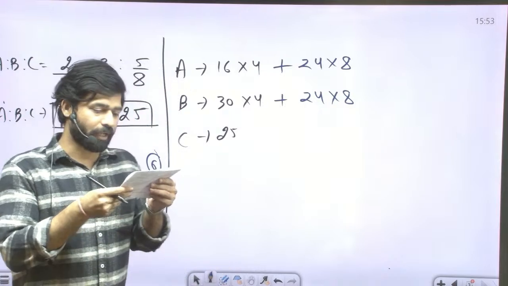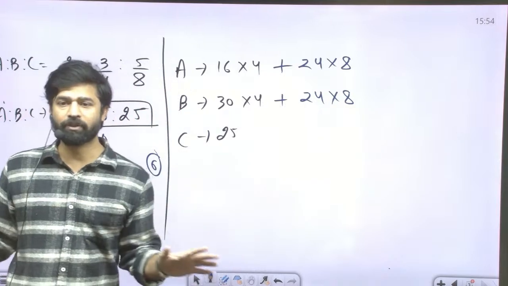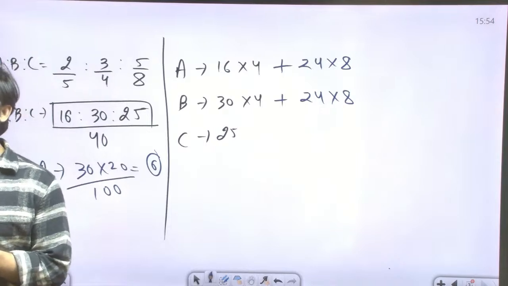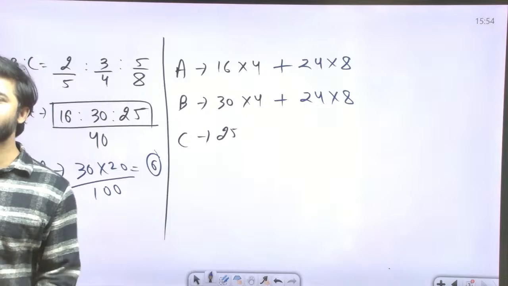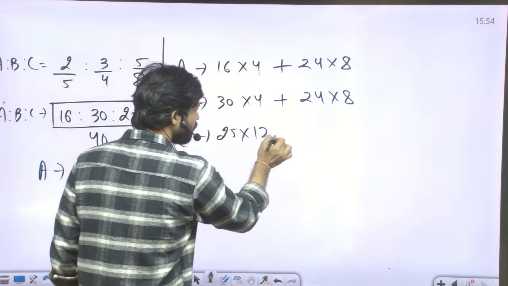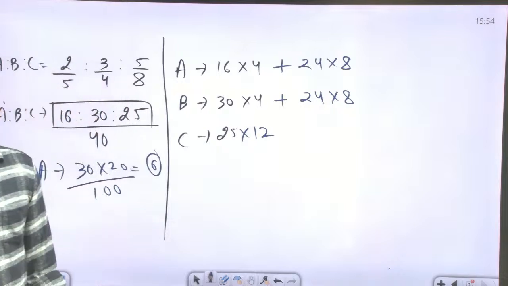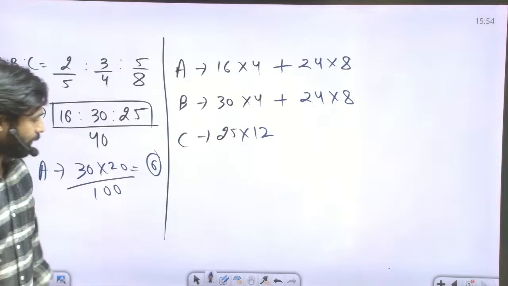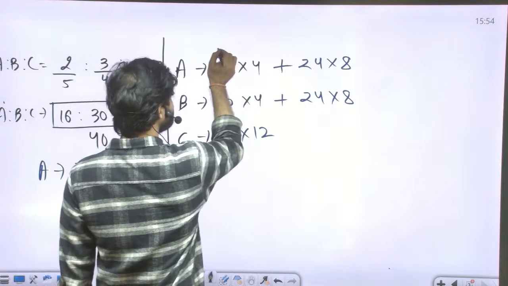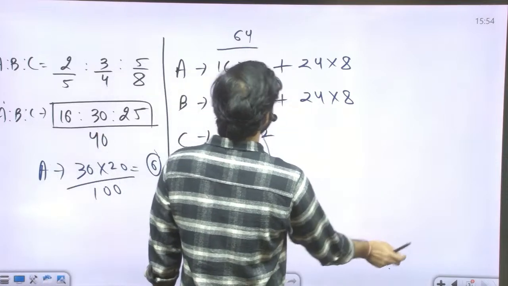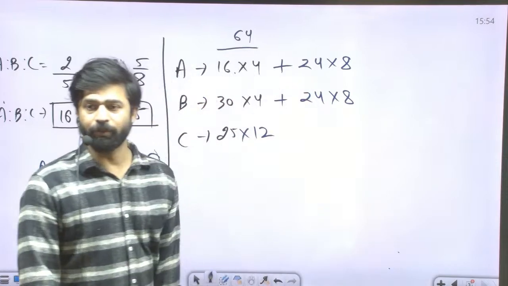And for the capital of C, there is no information about it. So it means from starting to ending, he has invested his money and has not made any change in his capital. So the capital was invested for 12 months. There was no change. Any problem in this? Okay. 16 into 4, 64. And 24 into 8, that will be 192.